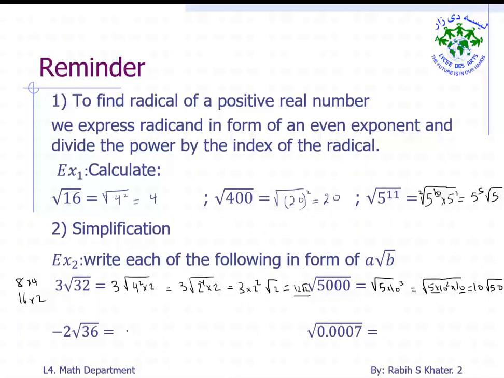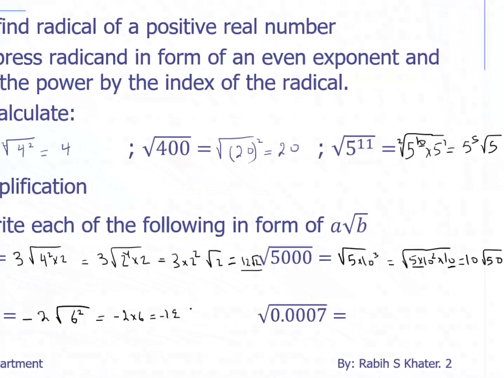Minus 2 radical 36. It's minus 2. What number can I square to get 36? It's 6 squared, which is equal to minus 2 times 6, which is equal to minus 12. But wait, this is not in the form of a radical b. Okay, we can always write minus 12 radical 1. Now it's in the form of a radical b. This is a equals minus 12, and b equals 1.